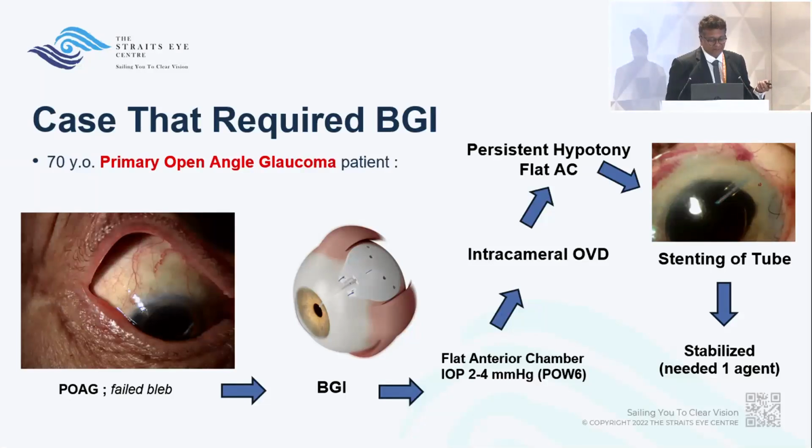And he did very well. Like the sixth week, AC went flat, hypotony. We had to stent the tube. So we had this technique we have described in the literature where we use a Supramid or sometimes a nylon Prolene suture where we go in across intracamerally to plug the lumen, and that worked beautifully for this patient.